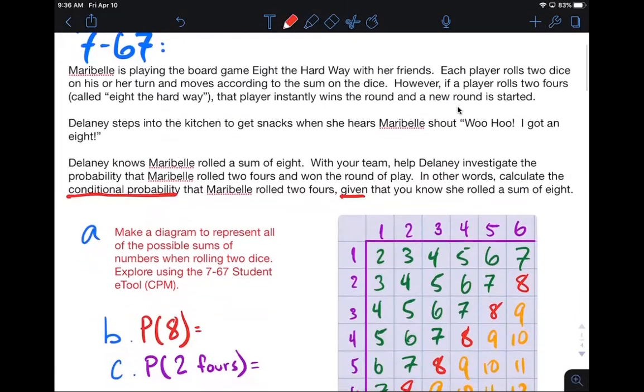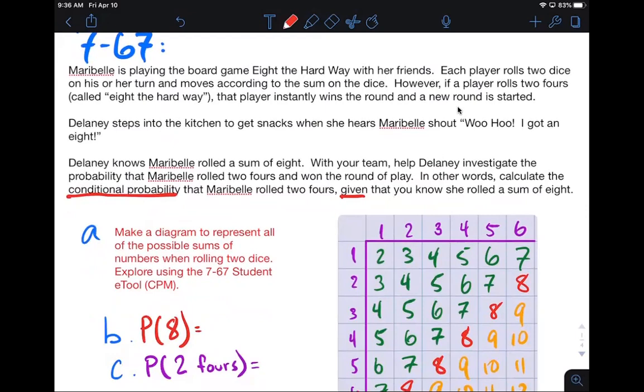That's the main question there, and that is a classic example of a conditional probability question. Let me rephrase it for you there. They're asking the question, what is the probability that if we know Maribel rolled an 8, what is the probability that she got 2 4s to get that sum of 8? Because as you know, there's more than one way to get a sum of 8.